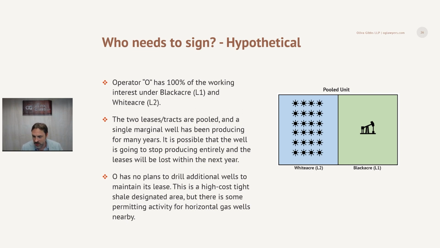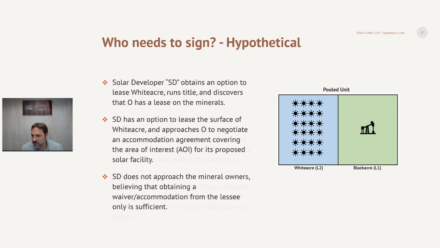It's down to a trickle. These leases may not make it through another year. And the operator, not a lot of potential here, not a lot going on in the area. They're not really planning to do anything. They're not planning to drill any additional wells. They don't really care too much if the lease is maintained or not. Let's just say it's a high cost, tight shale designated area in Texas, to add a little color. We'll say there's a little permitting activity nearby. Nothing on the land directly, but there's some people drilling some short laterals in the area, a little bit of marginal activity going on. So the solar developer now approaches the operator with an option to lease White Acre.